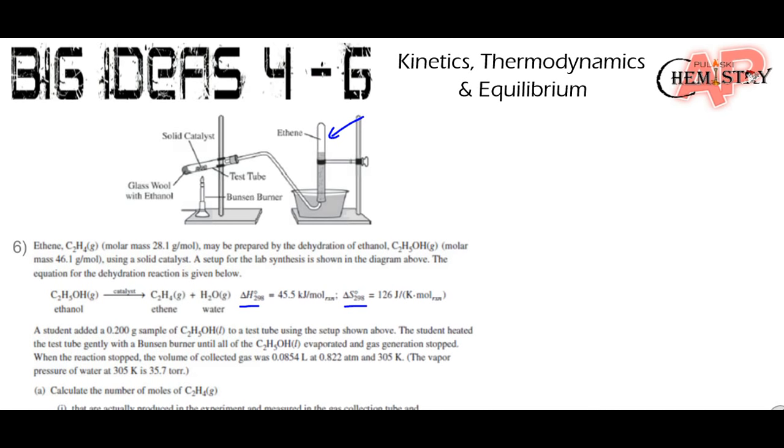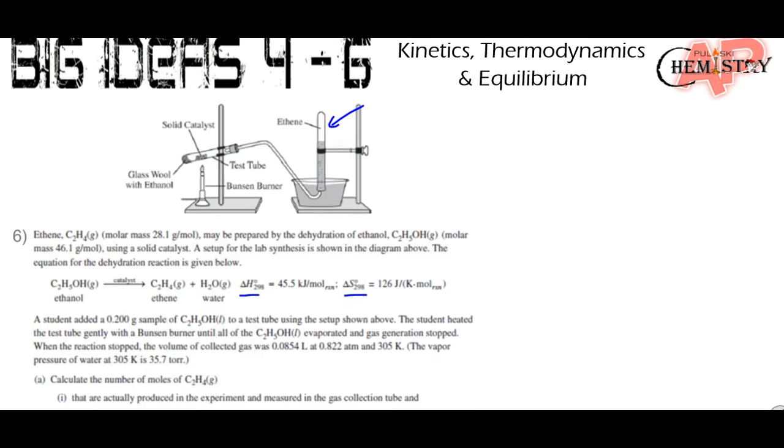It says a student added the 0.2 gram sample of the C2H5OH, so that's ethanol, to a test tube using the setup shown above. The student heated the test tube and waited until it all evaporated. Gas was generated. When the reaction stopped, the volume of the gas was collected. And then it gives you a bunch of data, and a little extra something. The vapor pressure of water at 305 is 35.7 torr. All right, what does that all mean?